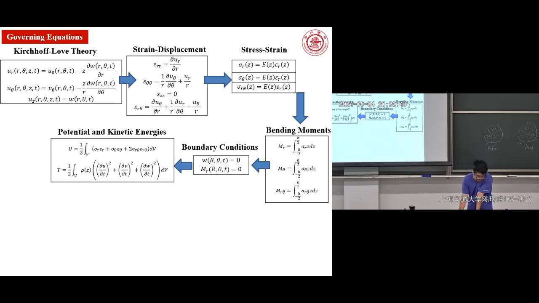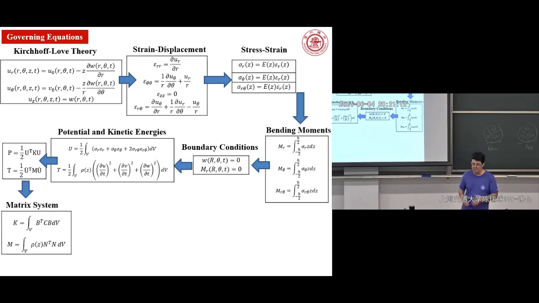So based on potential and kinetic energies, we are connecting mechanical stress and mechanical strain too. So we can produce P and T as potential and kinetic energies. Behind these, we can solve and extract K and M, the stiffness matrix and mass matrix.